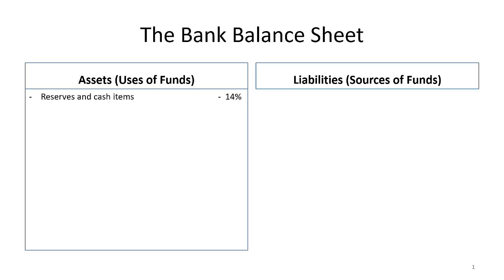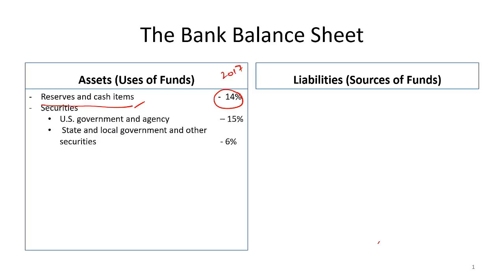In the assets, the first most important thing is the reserve and cash items. The reserves and cash items are basically the money that banks have based on the deposits that have been made and the reserves they have kept in their vaults. As of 2017, this number is around 14%. The next item is the securities.